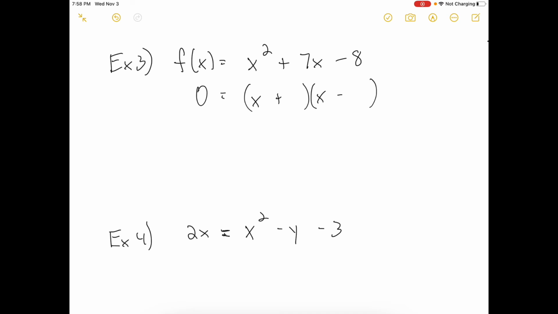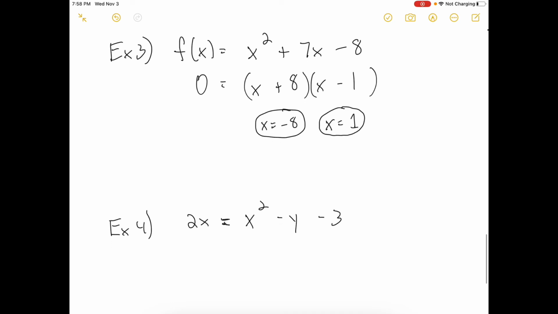And it's going to be 8 and 1. But one of them has to be positive, one of them has to be negative. In this case, it'll be x plus 8, x minus 1 to add to be positive 7. Set your factors equal to 0 and solve. You'll get x equals -8 and x equals 1.